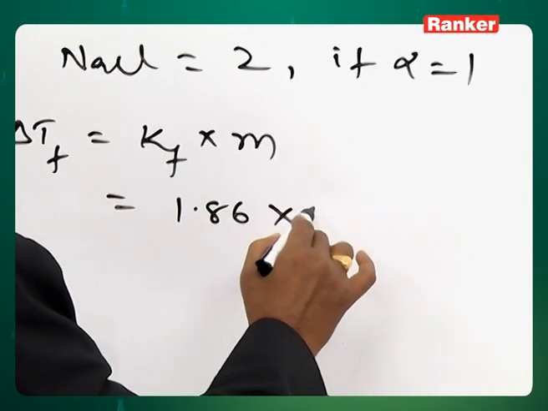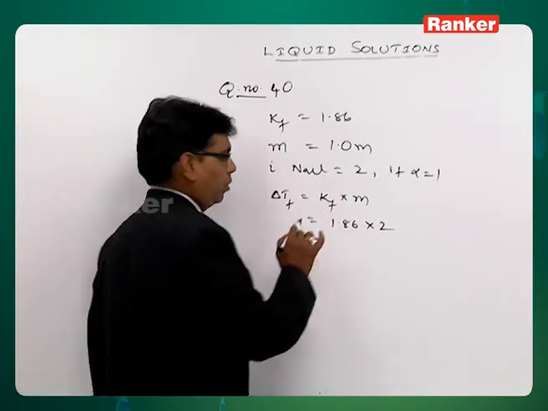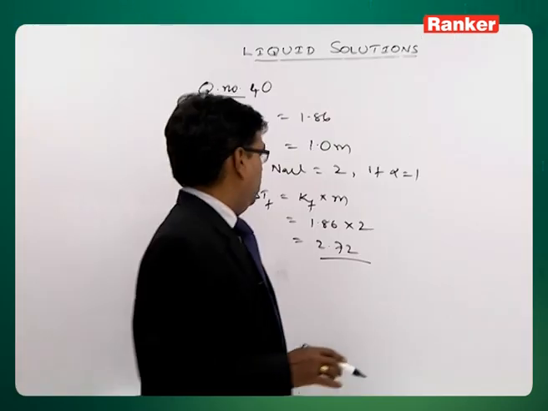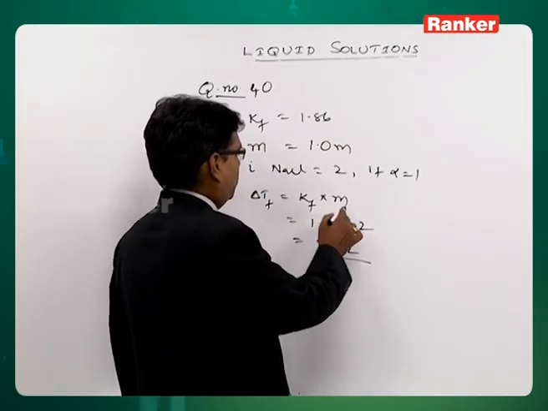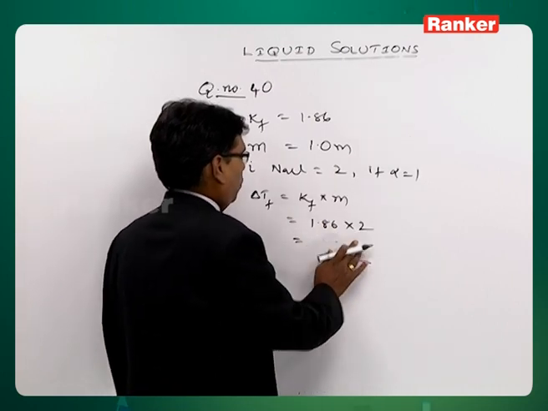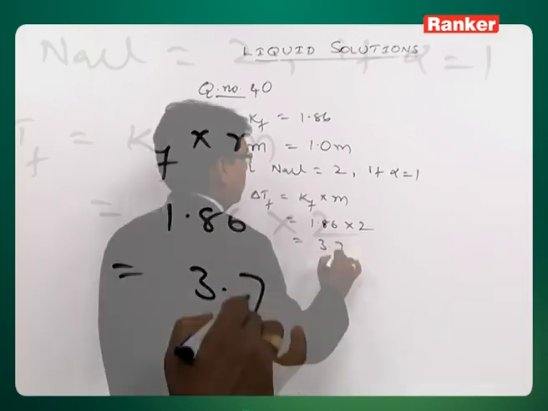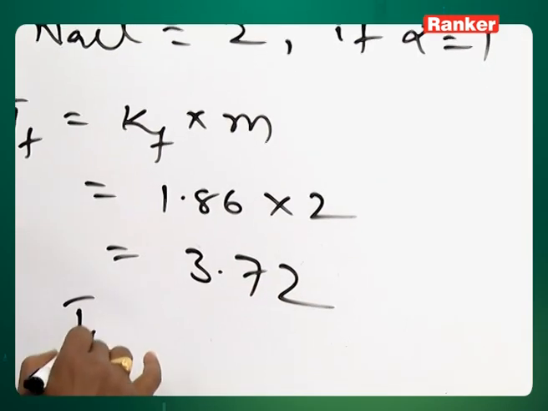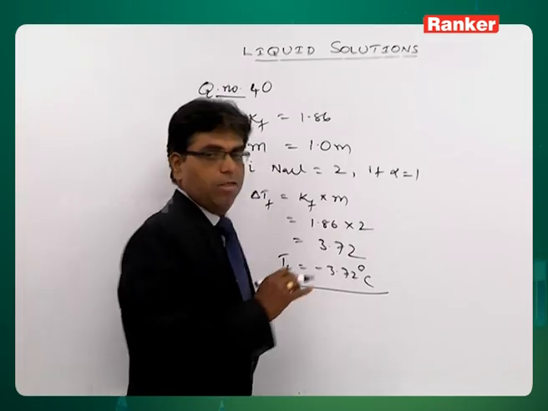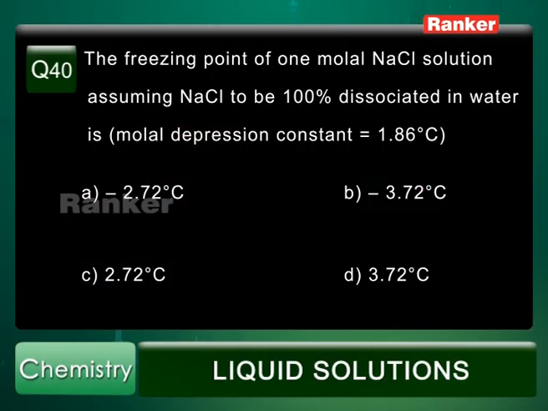1.86 into 2. So delta Tf is equal to Kf into molality, this is 1.86 into 2, this is equal to 3.72. So Tf is equal to minus 3.72 degrees Celsius. So the correct answer must be option B.